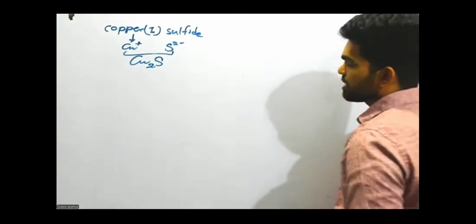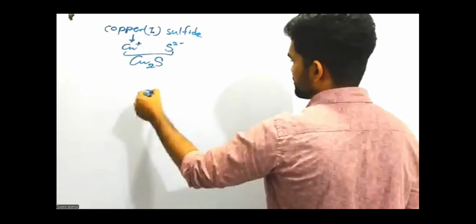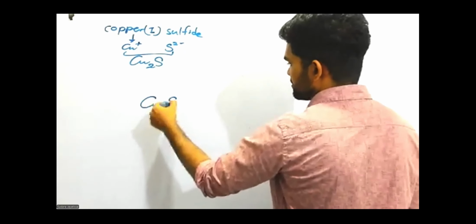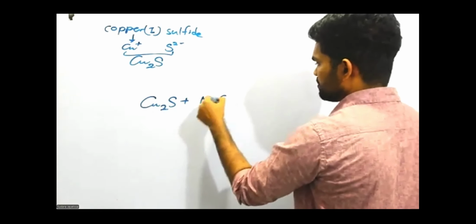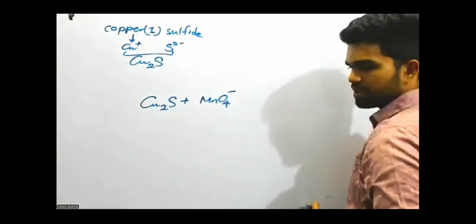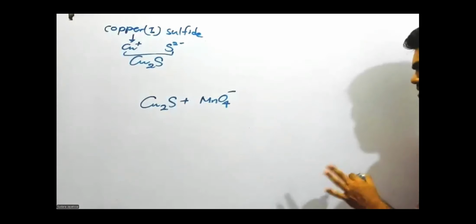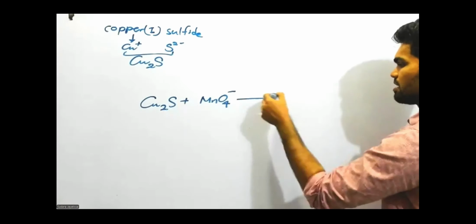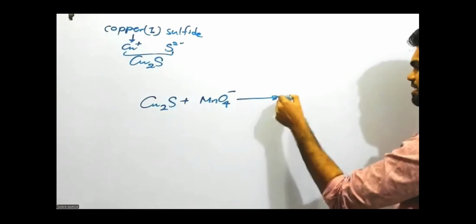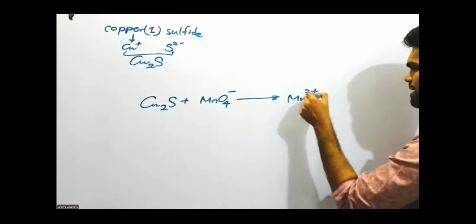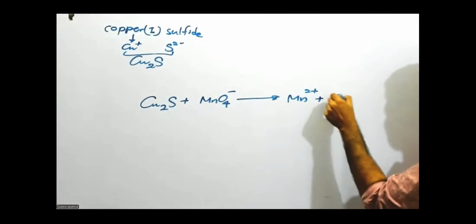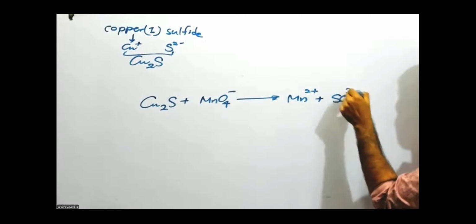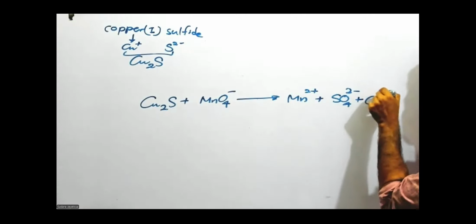Then it is reacting with KMnO4. So Cu2S is reacting with KMnO4. We take the MnO4 minus only, because that is the reactive part. K plus is a spectator ion. The products are Mn2 plus, sulfur going to SO4 2 minus, and copper going to copper 2 plus.